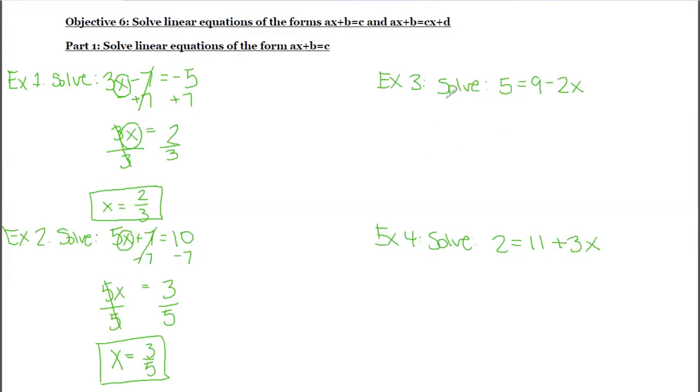For example 3, we have things a little different. Let's take a look. We have 5 equals 9 minus 2x. Some of you may want to move this 2x over here. You can do that, but where you go wrong is you do not do the opposite. You just move stuff, just put stuff wherever you want to put it. That's not how this works. You have to do the opposite of the operation.